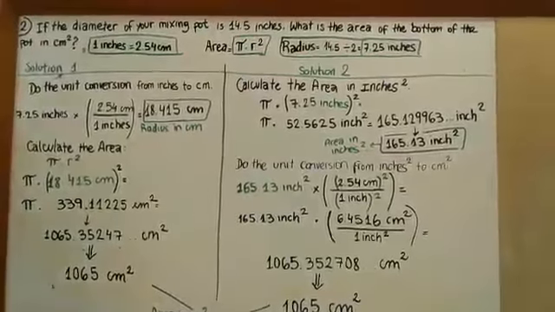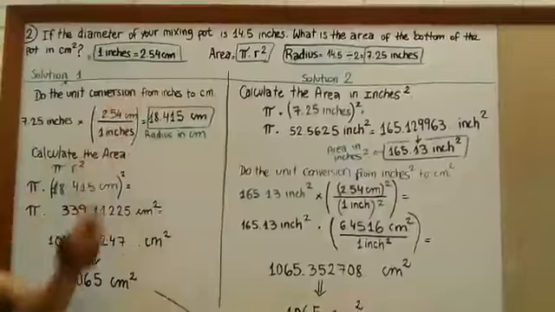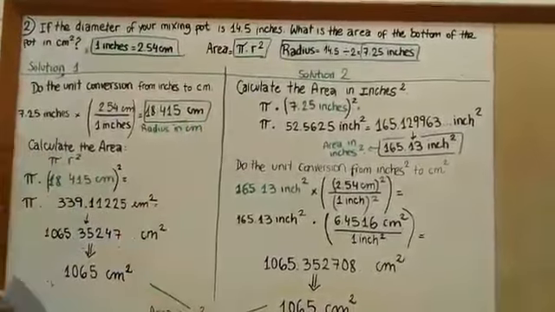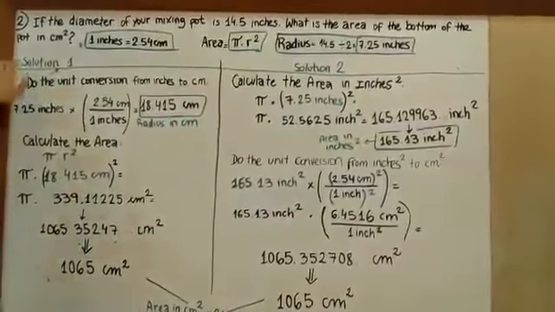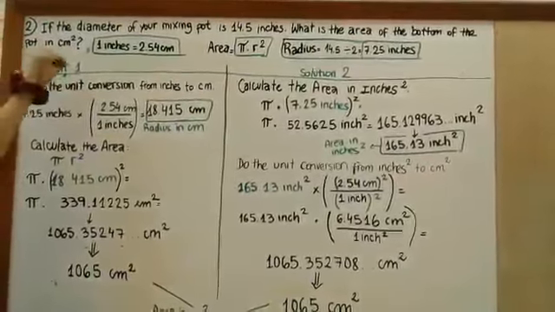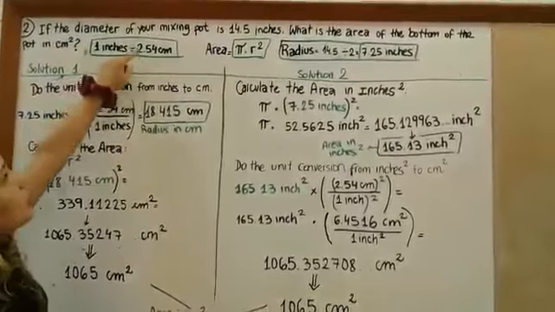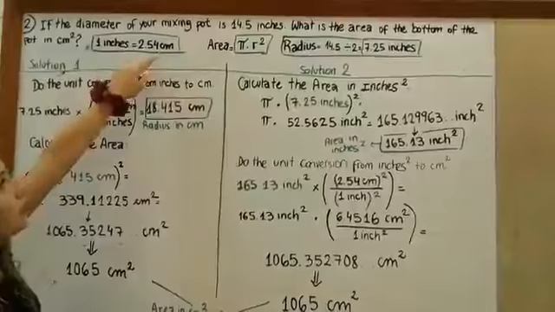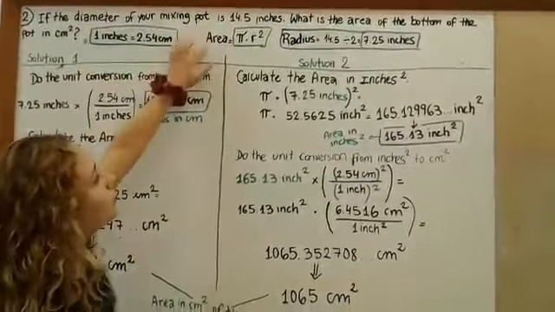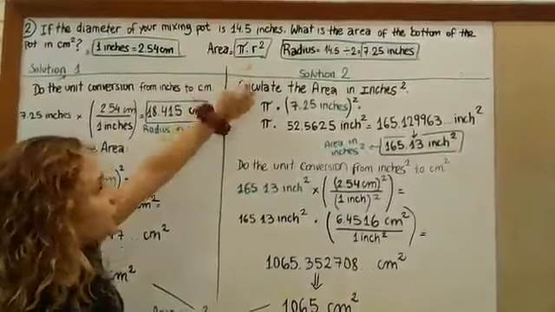This is the second math activity. If the diameter of your mixing pot is 14.5 inches, what is the area of the bottom of the pot in centimeters squared? We have information. For example, 1 inch is equal to 2.54 centimeters. And we need to know the formula to find the area, that is pi times radius squared.